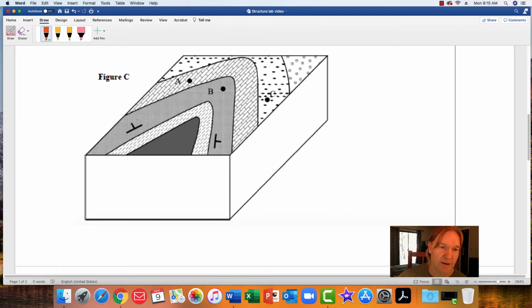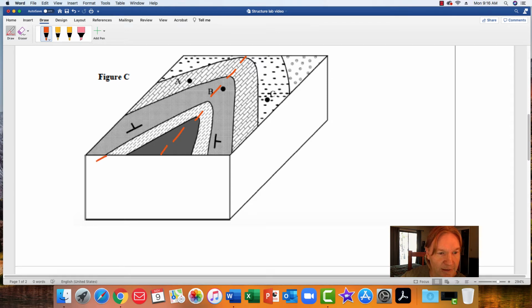Well, the strike and dip symbols are pointing away from the middle of the fold right here. So I know that this must be an anticline. And because it has a horseshoe-shaped or U-shaped outcrop pattern on the surface, I know that this is a plunging anticline. Let's start with this side here.